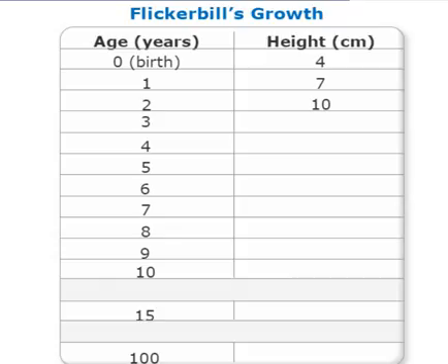So you need to get out pages 9, 10, and 11. And we're going to look at the first animal, the flickerbill. This animal is 4 centimeters tall when it is born. Then it grew 3 centimeters every year. How tall would the flickerbill be at age 3? How do you know? What about age 4? And how do you know that?